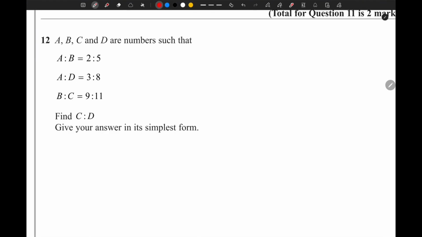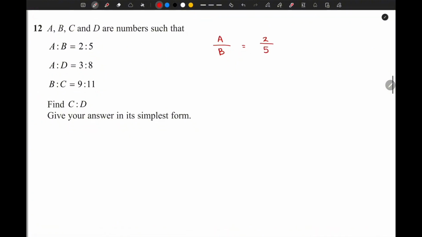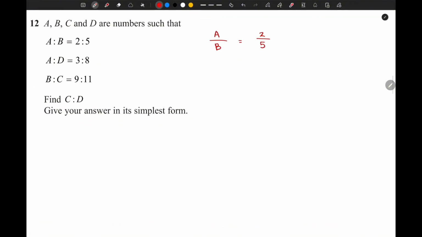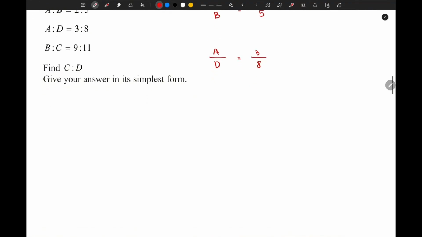Now in the next question, we have a couple of numbers A, B, C, and D, and they have given us the ratios of these numbers. Now we need to find the ratio of C and D. So we can write A is to B as A divided by B, which equals 2 over 5. And we can write A is to D as A divided by D, which is 3 over 8. And B is to C can be written as B over C equals 9 over 11.